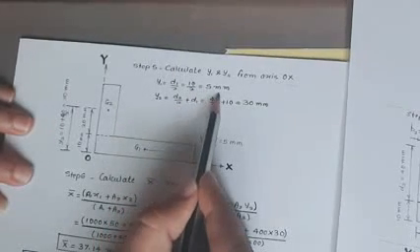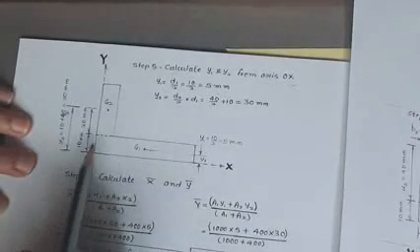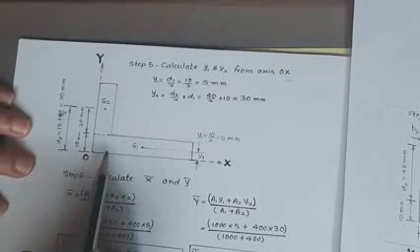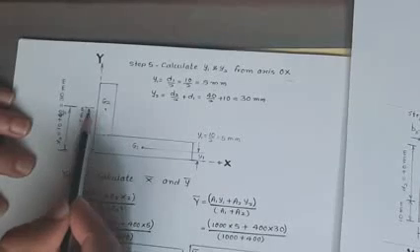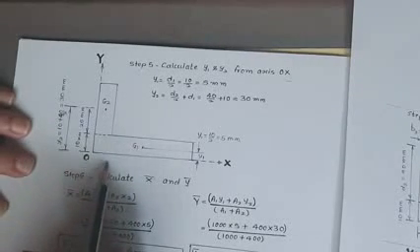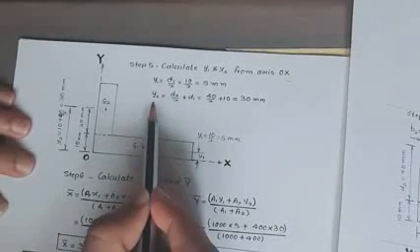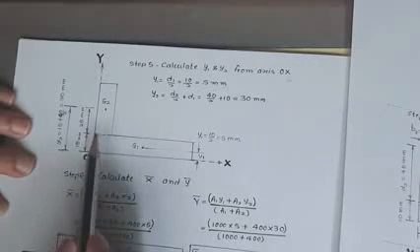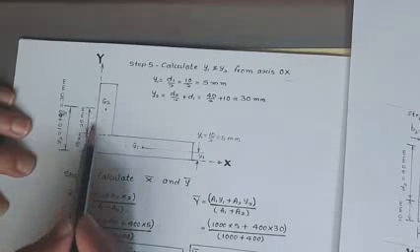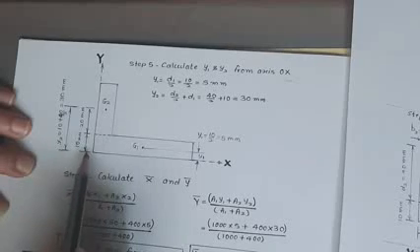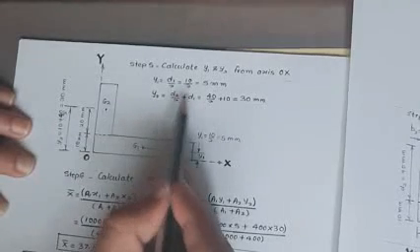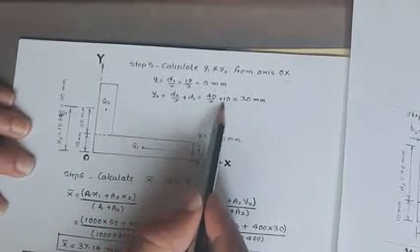And d2 is again from the axis OX up to G2. This vertical distance is called y2. So this dimension will be d2 by 2, that is 20, plus this thickness 10. So d2 by 2 plus d1, that is 40 by 2 plus 10, 30 mm is y2.